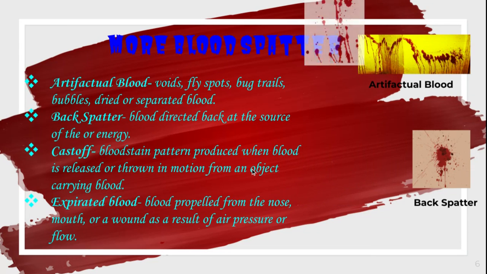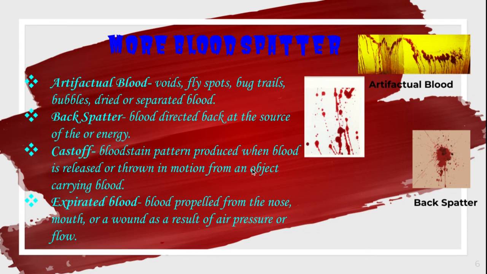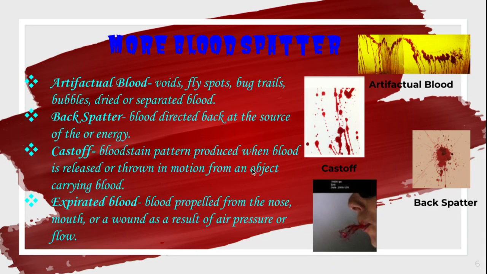Cast off blood patterns are produced when blood is released or thrown in motion from an object carrying blood, so like dripping blood from a knife or a baseball bat or something like that. Then you've got expirated blood. It's from the nose or the mouth, or some kind of wound causing pressure, and it comes out.